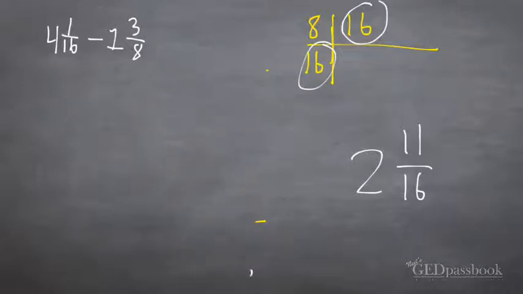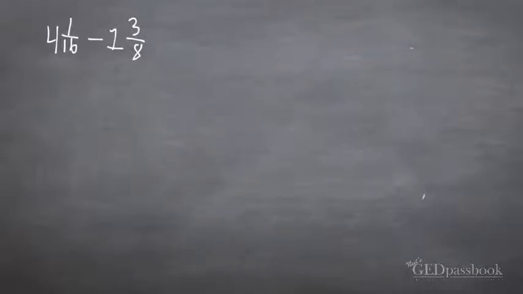Let me erase all of this. This was our original problem. 4 and 1/16 minus 1 and 3/8. If you like the method that I just showed, all right, stick with it. Put your brain on pause and don't listen to what else I have to say. But this is the second way.